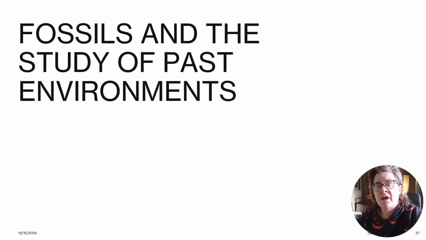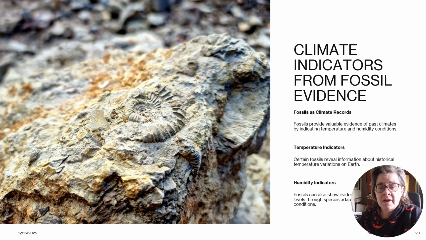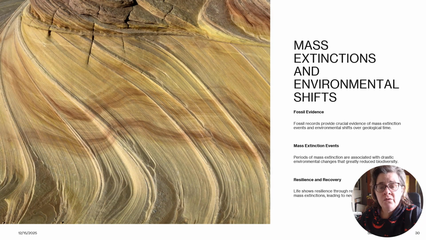Fossils provide clues about ancient ecosystems, climate, and environmental shifts that shaped life on Earth. By analysing fossil assemblages, scientists reconstruct habitats, food chains, and biodiversity of past environments. Certain fossils indicate past climate conditions, such as temperature and humidity, to help understand Earth's climatic history. Fossil records reveal periods of mass extinction linked to drastic environmental changes, informing on resilience and recovery of life.